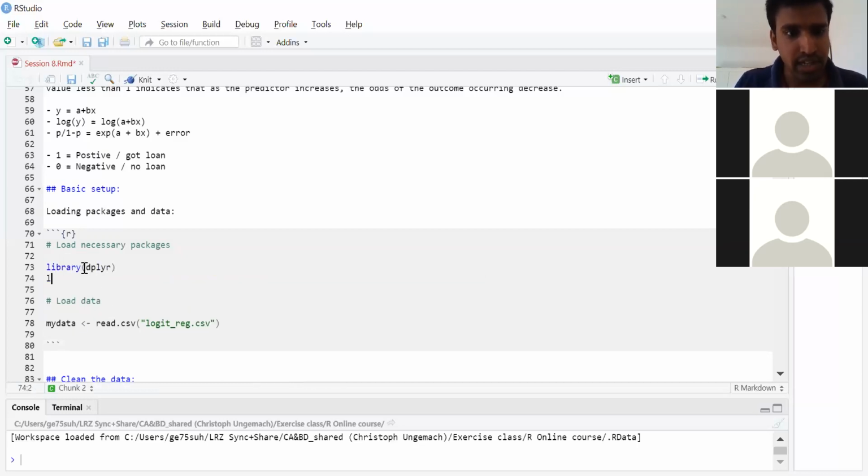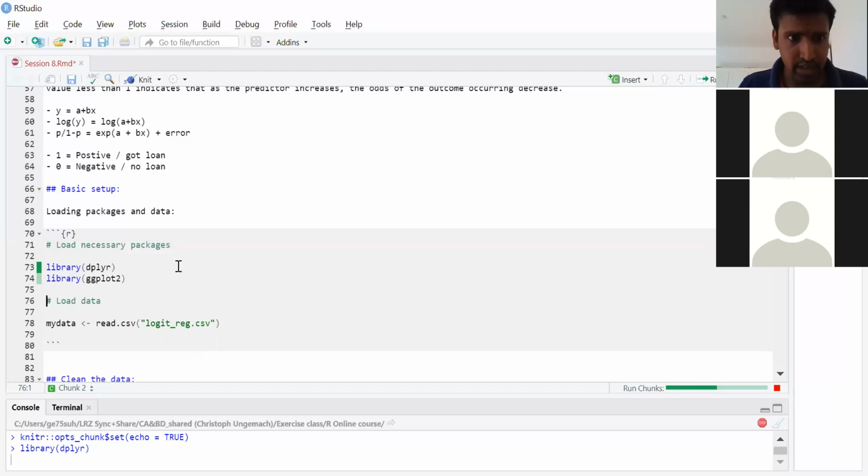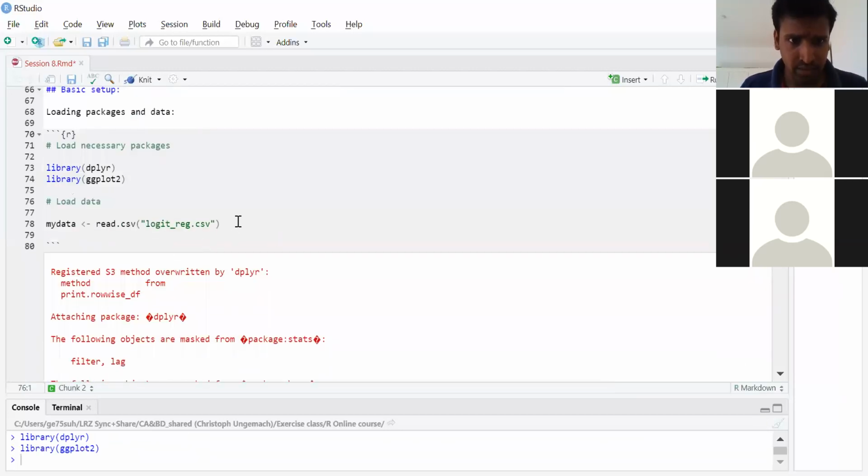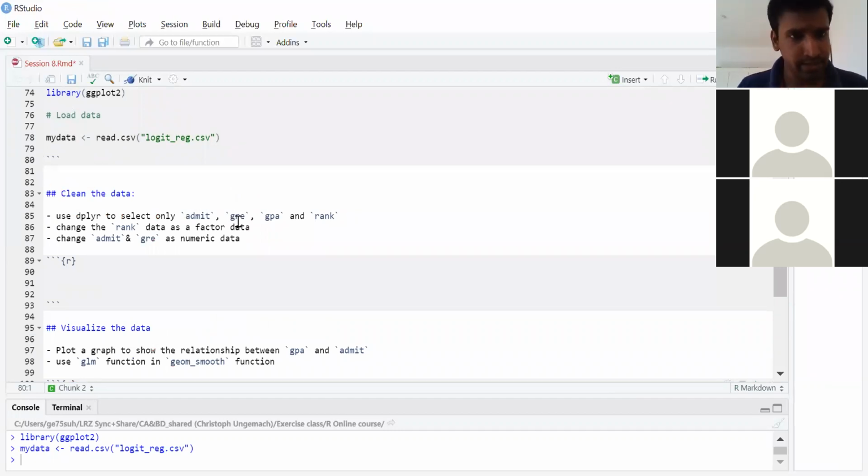And also to produce a graph and visualize the data, we need the ggplot package. Okay, so run that. And then the data that is uploaded is here. So I need the data as well. Okay.